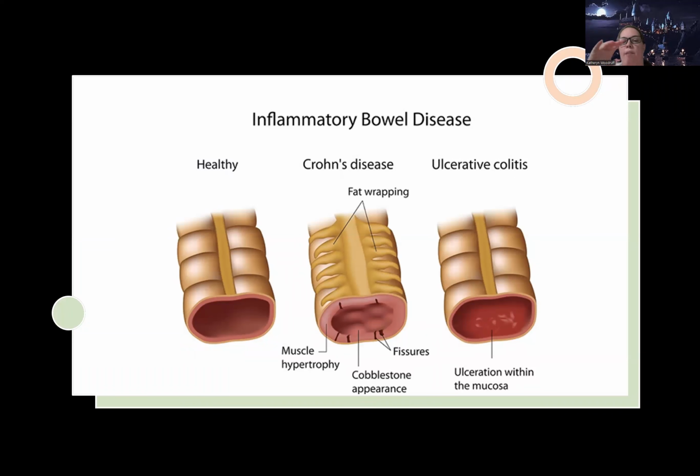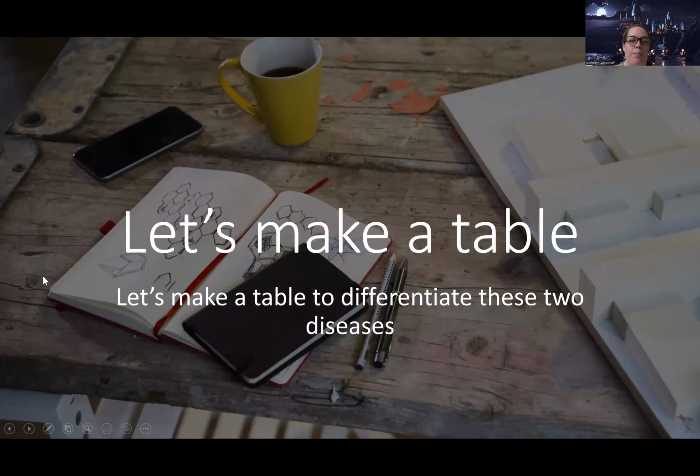And then they can have what's called fat wrapping, where so many layers of the bowel are inflamed that it's building up additional tissue. It's kind of like scar tissue, but it's thickening up as a result of that inflammatory damage. Whereas ulcerative colitis, this is that bloody one. It's the one where it's just the innermost mucosal layer. And you can see there's not the fat wrapping or the cobblestone appearance for this one.